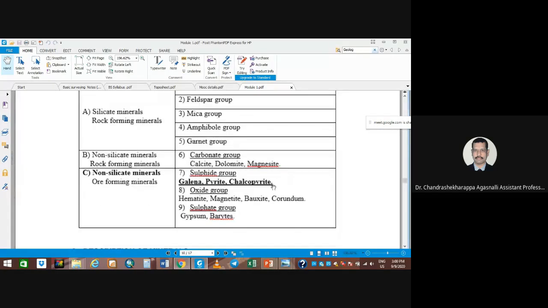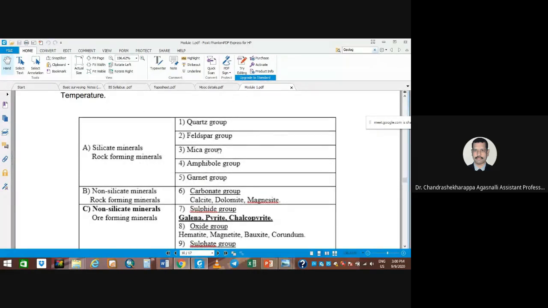You can see the green one. Okay, the oxide group of minerals is hematite, magnetite, bauxite, and corundum. And the sulfate group is gypsum and barite. So these properties are very clear cut.